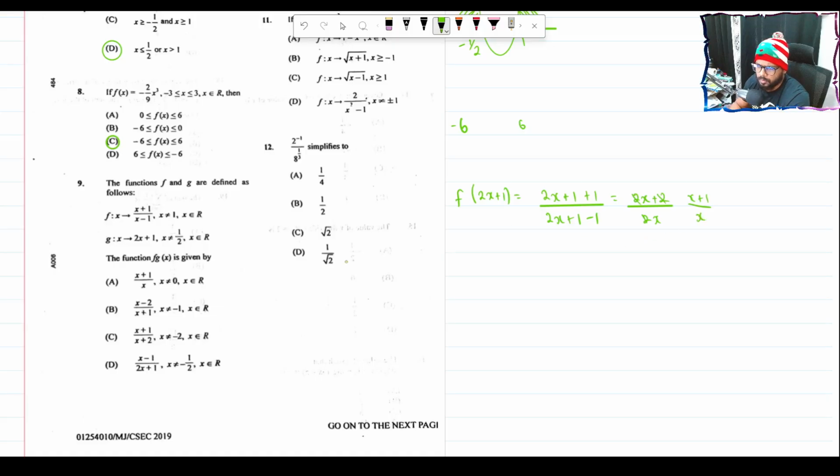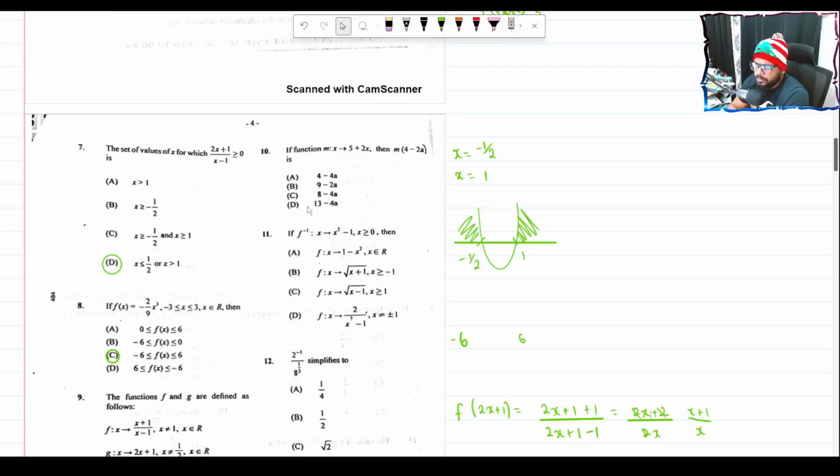X plus 1 over x. The answer is A. Now, I did not know if this extra step was necessary. Again, like I said in the previous solution for 2018, watch all your options first. Because for all we know, one of the options could have been 2x plus 2 over 2x. That could have been an option, and I didn't have to go and simplify it.